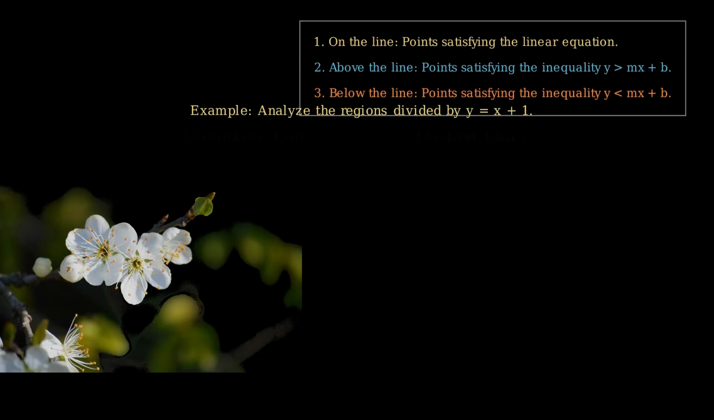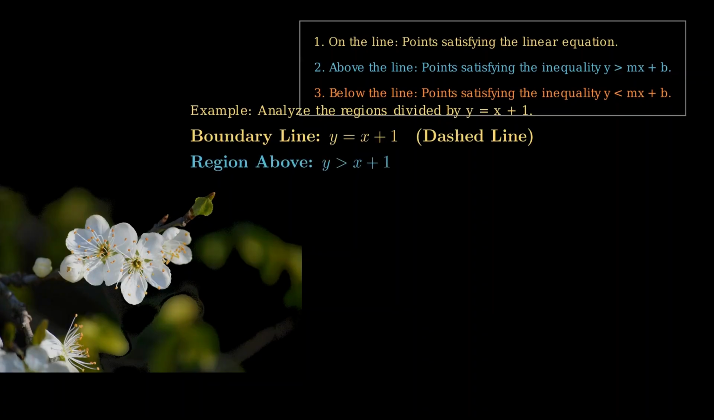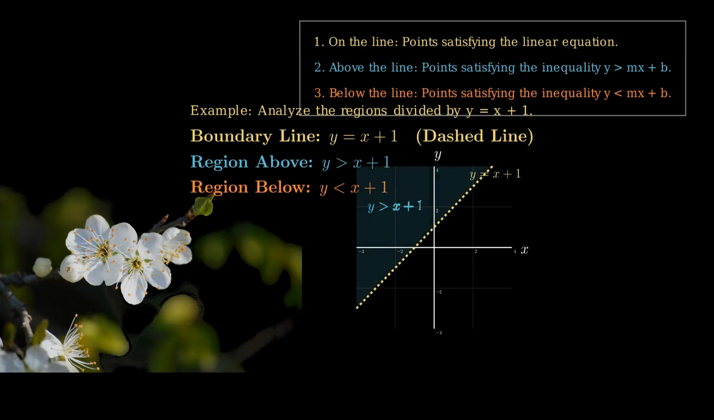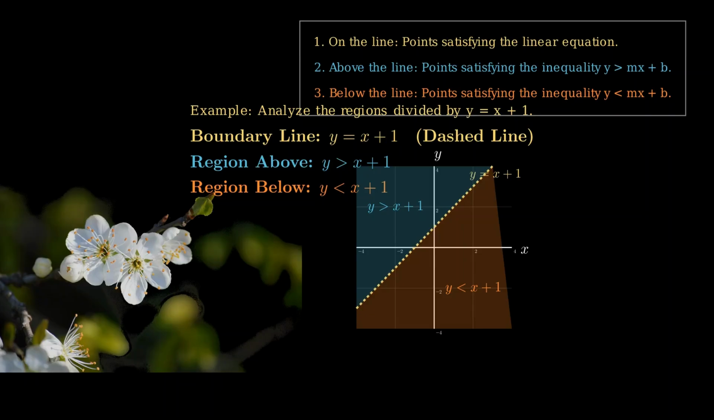Let's practice with the linear equation y equals x plus 1. The points on this line form a boundary and satisfy y equals x plus 1. Since the boundary line itself is not included in the strict inequalities, the line will be drawn as a dashed line. The area above satisfies y is greater than x plus 1, and the area below satisfies y is less than x plus 1.